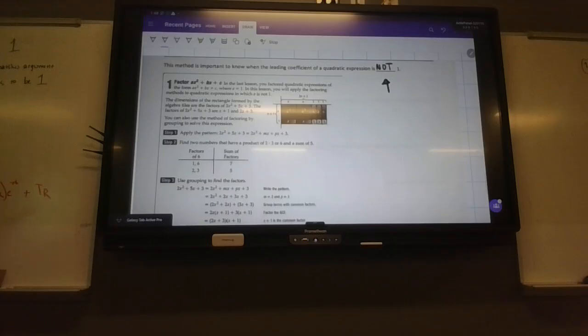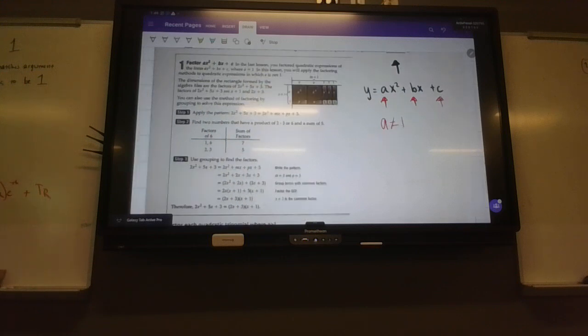This method is important to know when the leading coefficient is not 1. So typically, it's ax squared plus bx plus c. We got a, b, c. This entire handout, a is not 1. a is something more than 1.